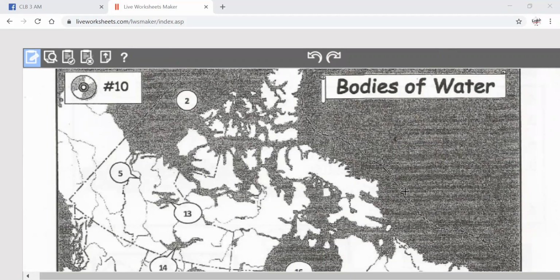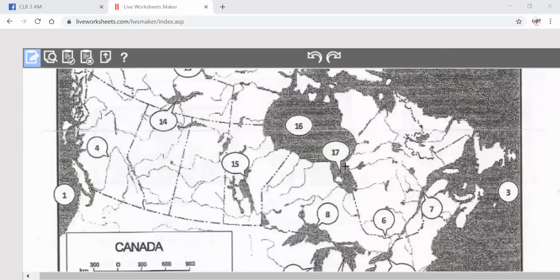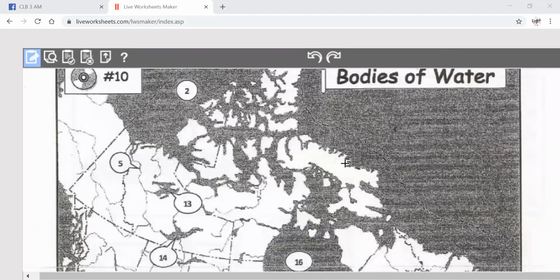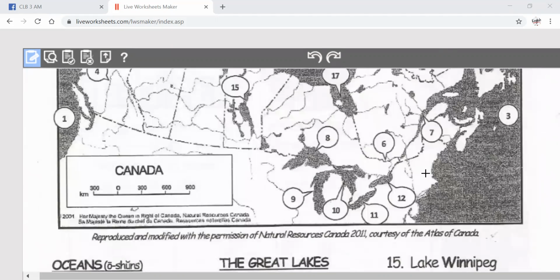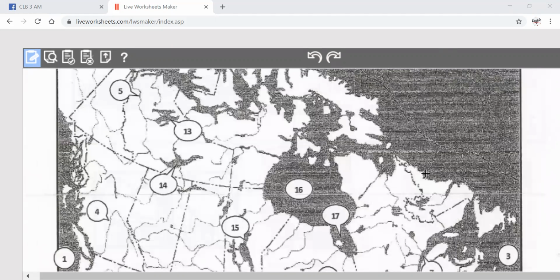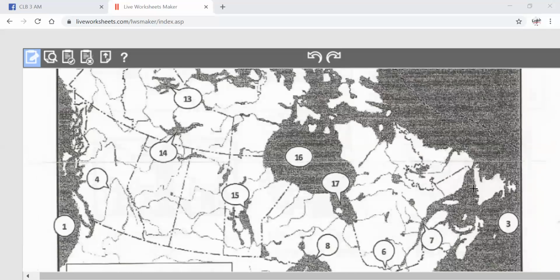Hello, everyone. So today we were going to talk about bodies of water in Canada. Do you know what bodies of water are? Water in Canada, in the map of Canada, around Canada, big areas of water. Now, what are the different bodies of water in Canada? You can see here we have a map and we have some numbers. They're telling us where the different places of water are in Canada.